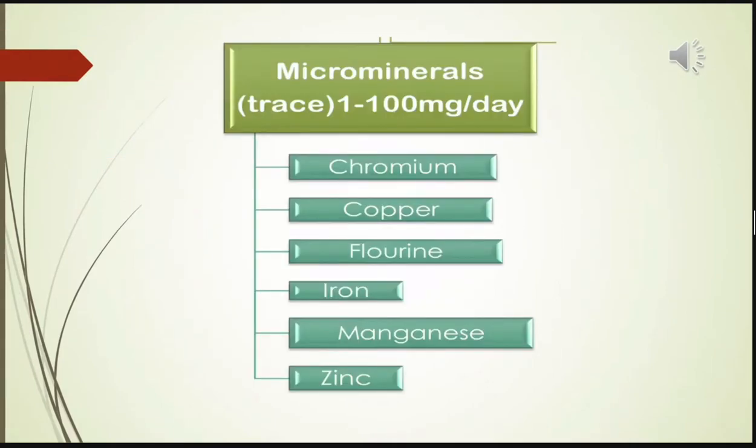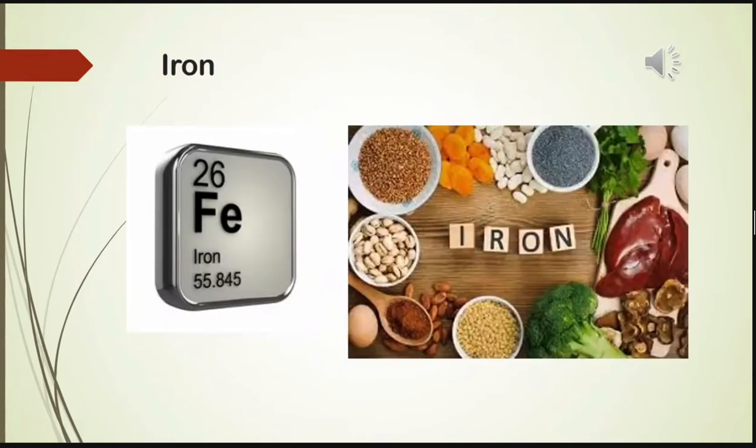We now move on to the microminerals. These minerals would enter the body in a weight of about 1 to 100 milligrams per day. The most abundant and the most common of these microminerals would, of course, be iron. Iron has the atomic number of 26 with an atomic weight of about 55.845. Shown here in this slide are different examples of iron-rich foods.